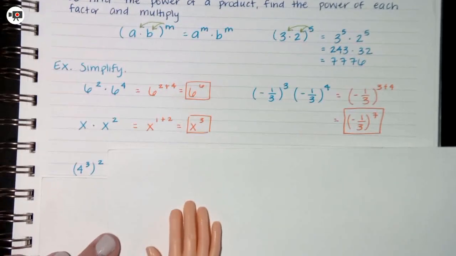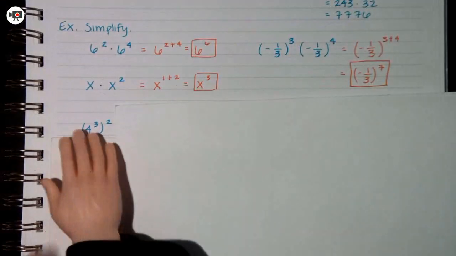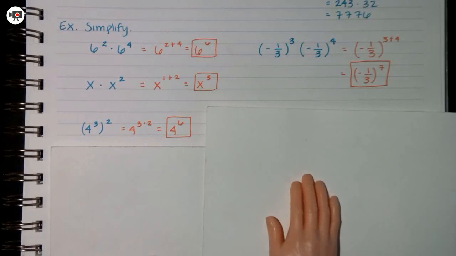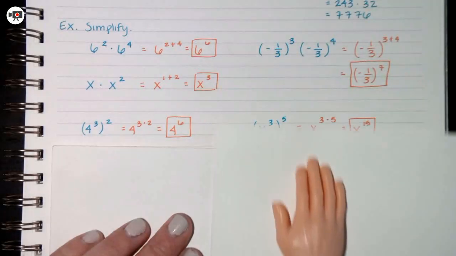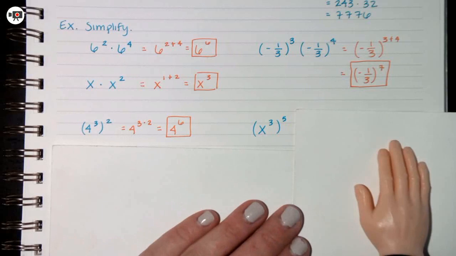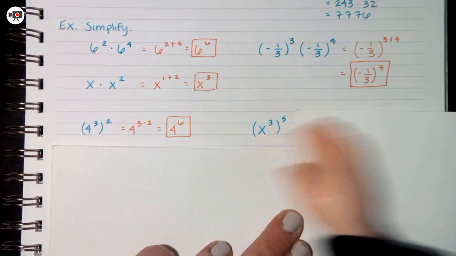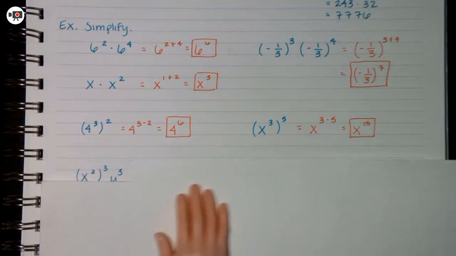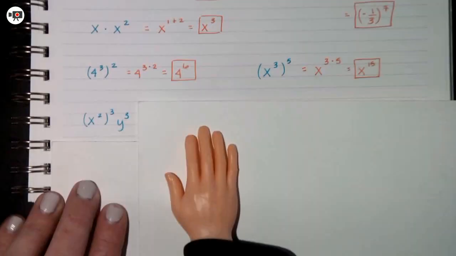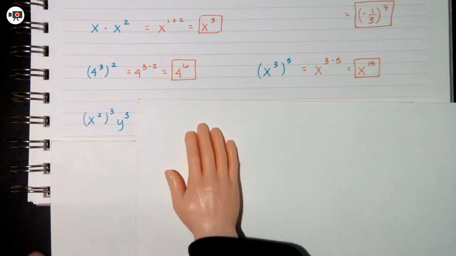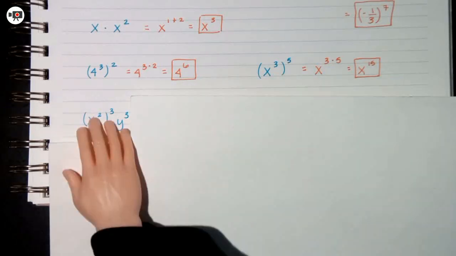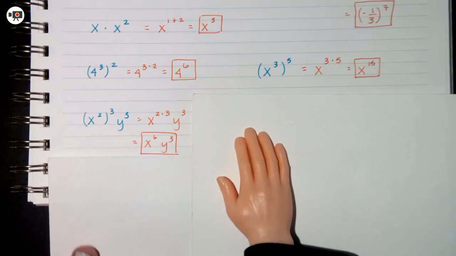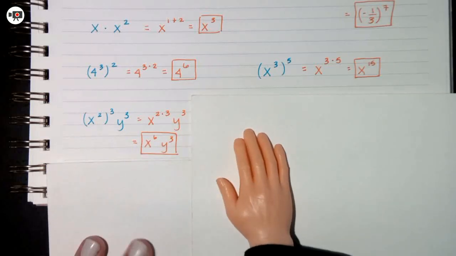4 to the third, squared. It's a power to a power, so you multiply to get your answer of 4 to the 6th. x to the third, to the fifth. Again, power to a power, multiply together. 3 times 5 is 15. We have x squared, cubed, times y to the third. So I'm going to multiply here, and then I can't do anything else with the y to the third, so it just stays as y to the third.